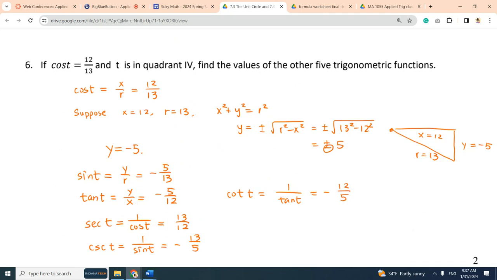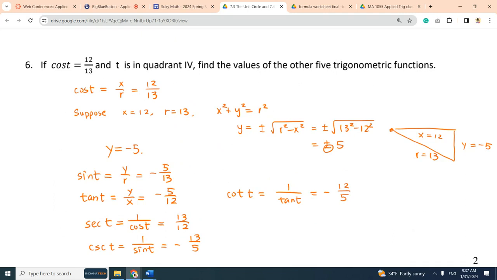Tangent, y over x. Y is negative 5, x is 12. Secant, 1 over cosine. We were given cosine, so just put the cosine, 13 over 12. Cosecant, 1 over sine. Put the sine, so negative 13 over 5. Cotangent, 1 over tangent. So flip the tangent. You get negative 12 over 5. Is that okay, everybody?